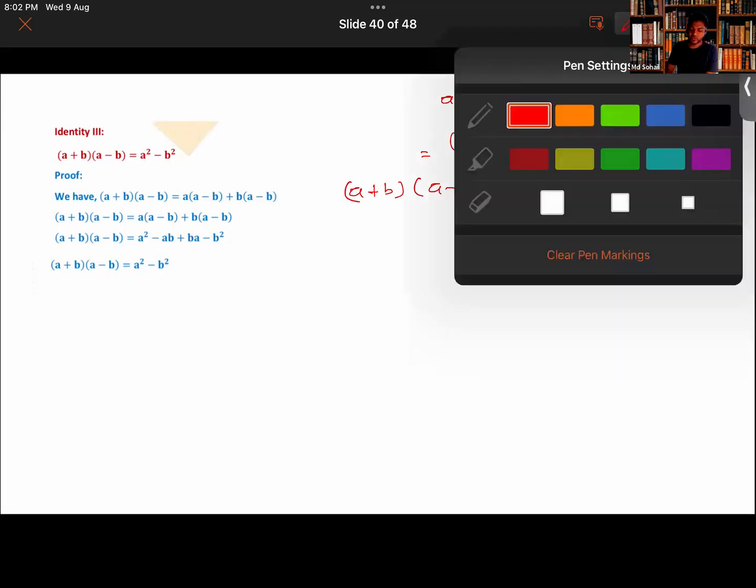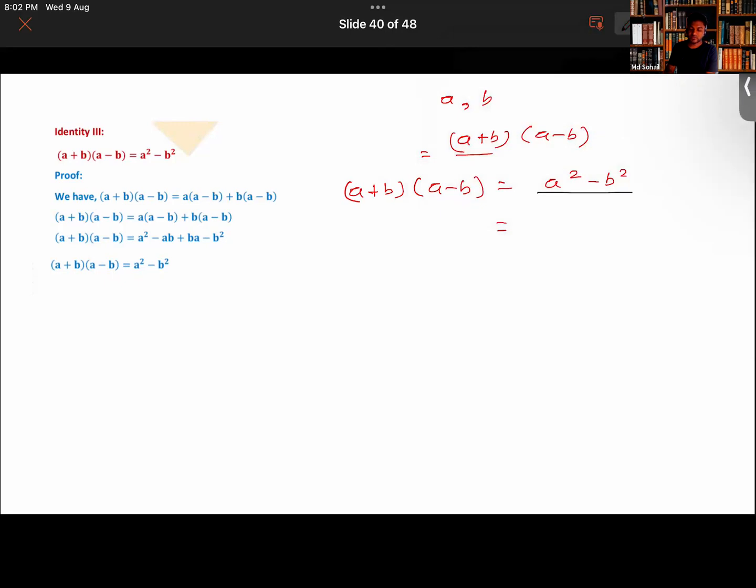But we need to inquire into how this conclusion came. So a plus b into a minus b can be written like this: a into a minus b, then b into a minus b.